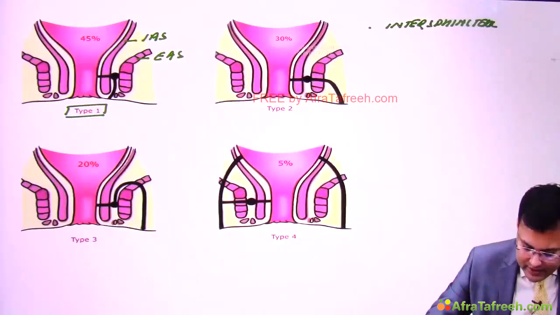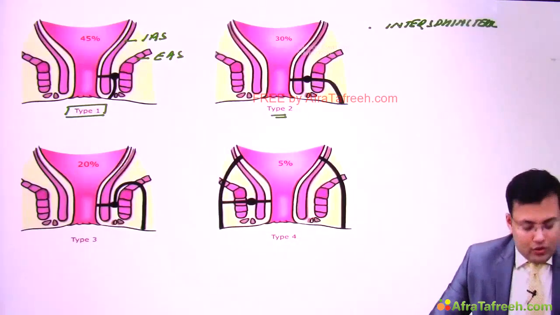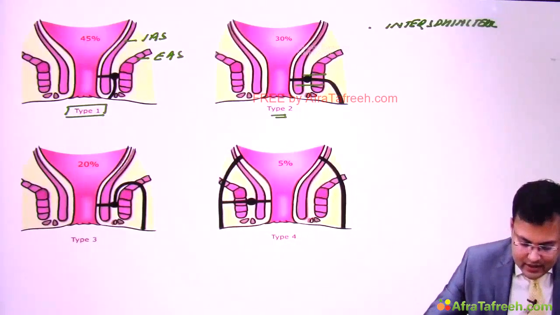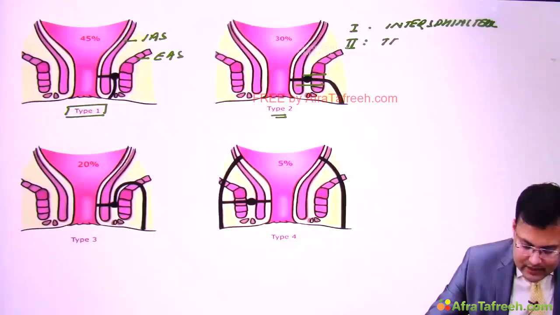Clear? Now see, type 2, here it is going to cross both of the sphincters. So type 2 is transsphincteric. Clear?